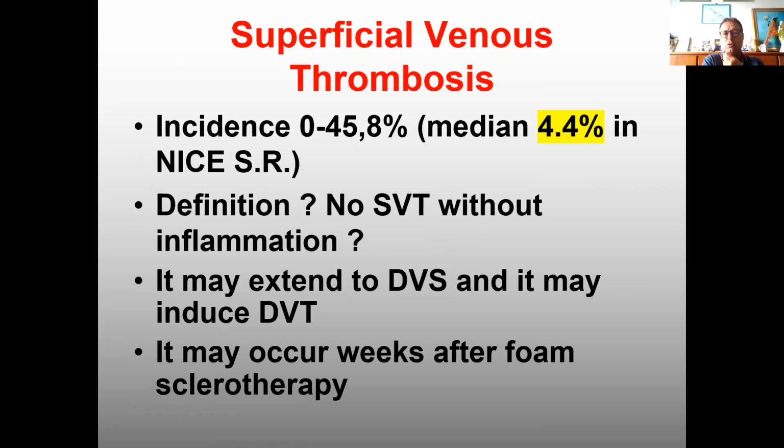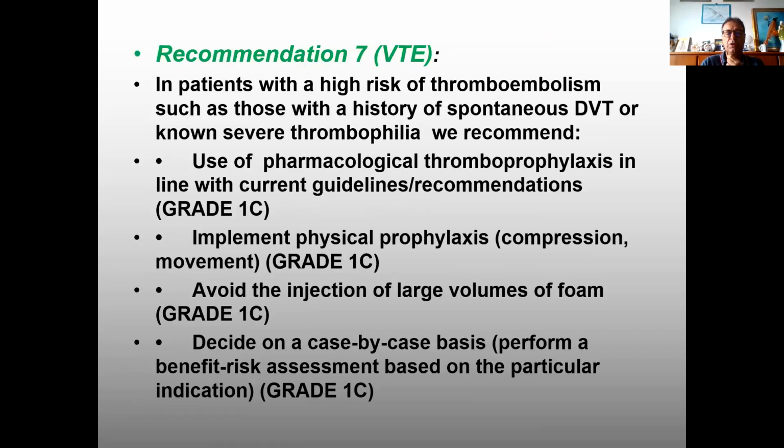Conversely, superficial venous thrombosis, under the form mostly of a varicophlebitis, has a much higher rate. We could say from a nice survey that it should be around 4 or 5% of the cases treated with sclerotherapy. We lack a definitive definition, let's say, and we know anyway that the superficial venous thrombosis may extend to the deep veins and induce deep vein thrombosis. Also, we know that it may occur weeks after foam sclerotherapy.